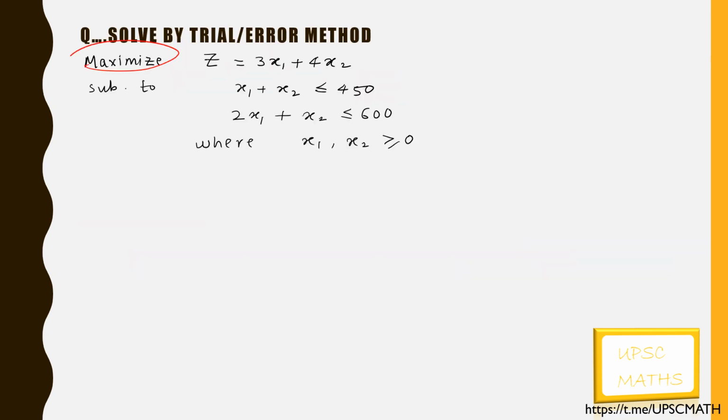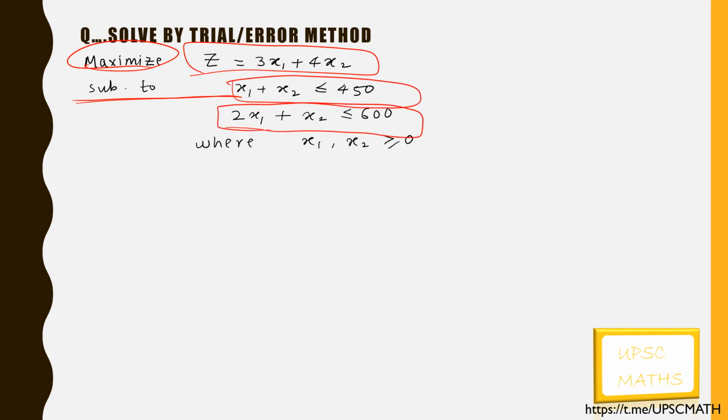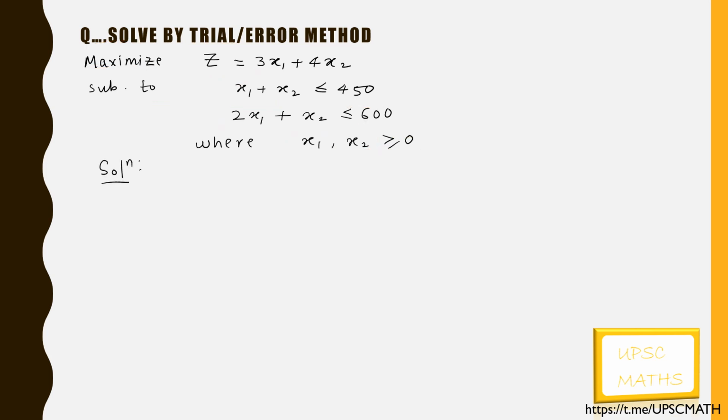So we have to maximize z is equal to 3x1 plus 4x2 subject to constraints x1 plus x2 less than equal to 450, 2x1 plus x2 less than equal to 600 where x1 and x2 both are greater than equal to 0. Let's start with the solution.